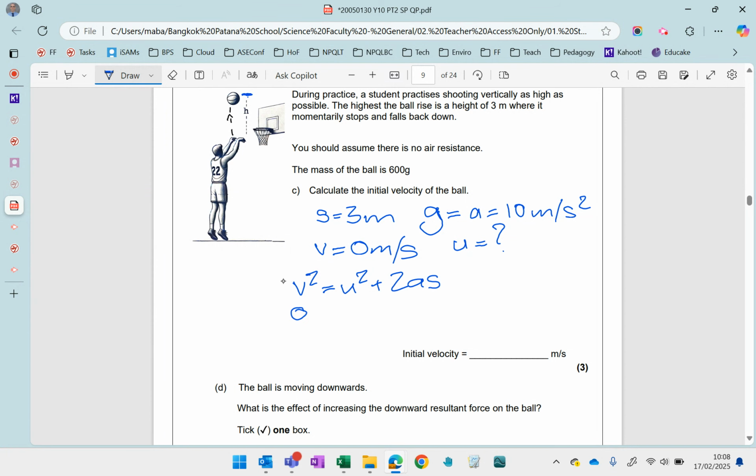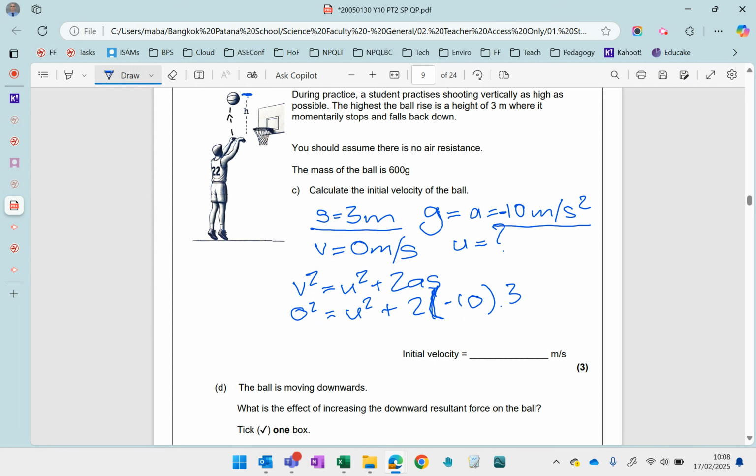Okay, so v is 0, so 0 squared is 0. The u is the thing that we're trying to find. Okay, and then we've got to do plus 2 times by the acceleration. Now, if the displacement is upwards, then the acceleration is downwards. So we need a minus sign in there to make this all work, right? So in brackets, I'm going to put that as minus 10. Okay, and then that's times by the displacement, which is just 3.